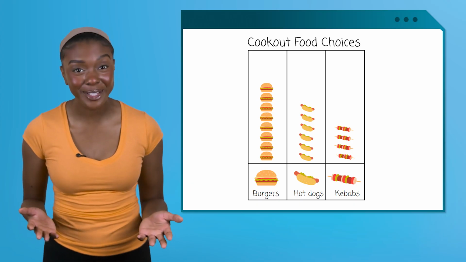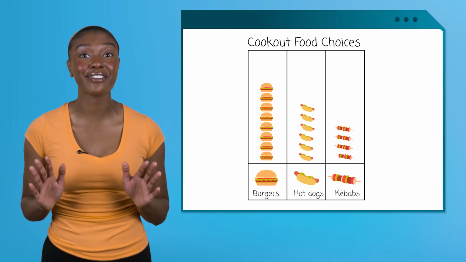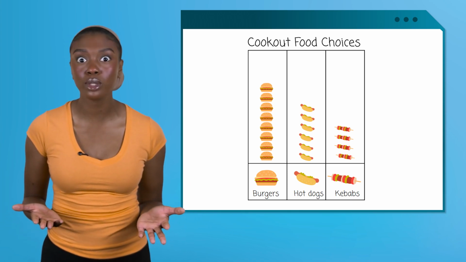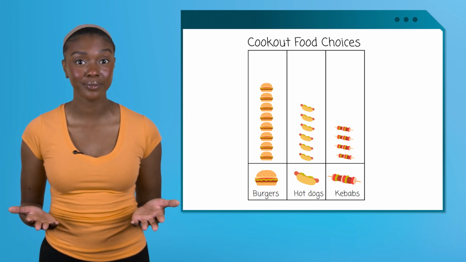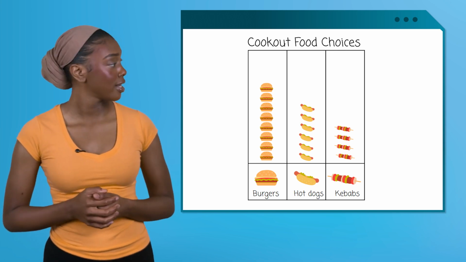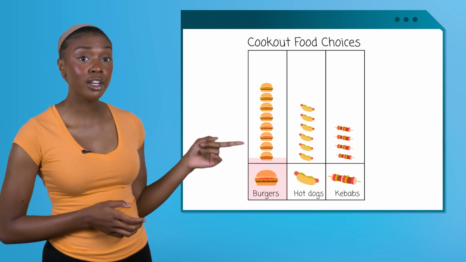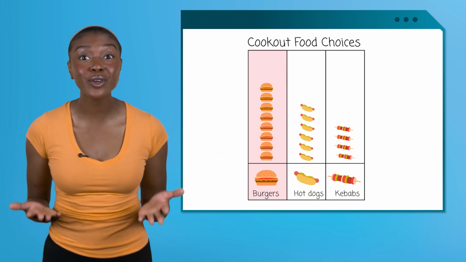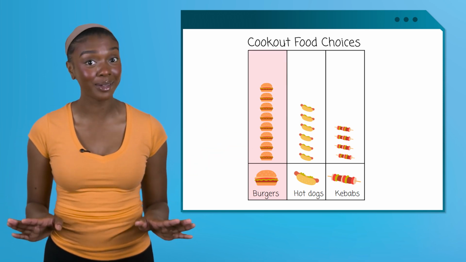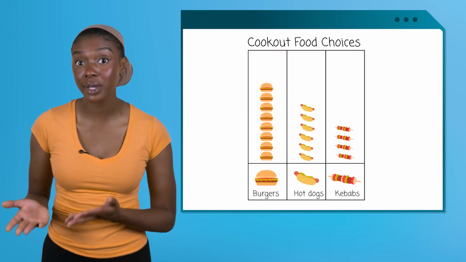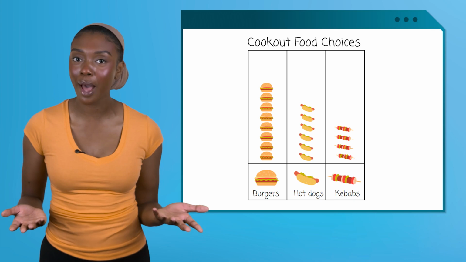Let's look a little closer at the pictograph we created from my family cookout data. How can we tell which food was the most popular? We could count all the pictures one by one, but I noticed this column of pictures is the tallest. We can see which is most popular without counting just by comparing the columns. Burgers have the most pictures, making them the most popular.